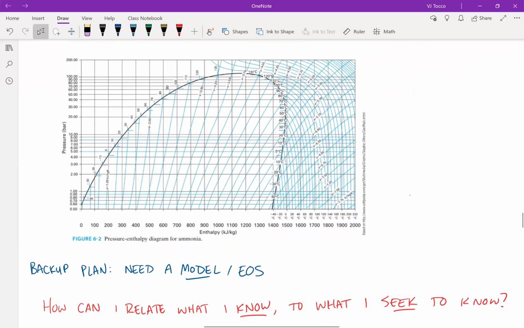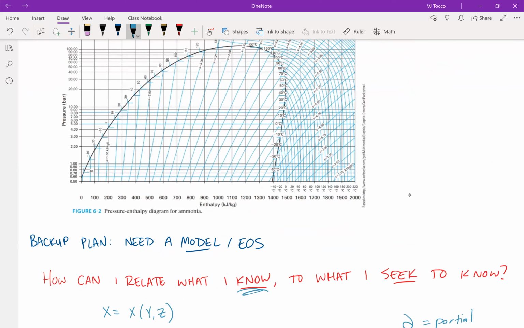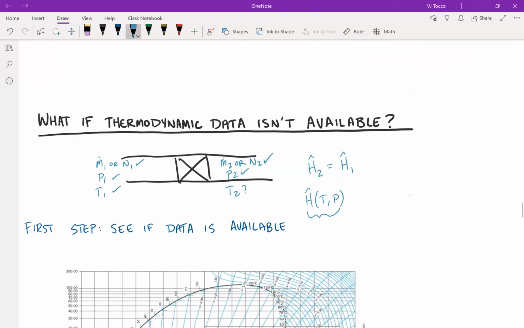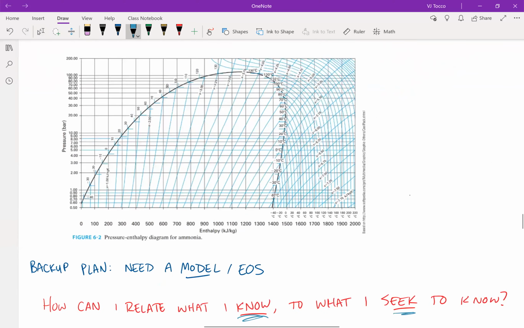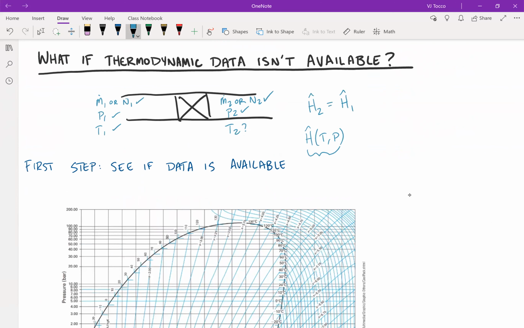Well, again, I want to relate what I know to what I seek to know. In this case, what I seek to know is dT. Sorry, my tablet is glitching a little bit. I seek to know what dT is because I want to figure out what T2 is, so I want to go from T1 to T2. What do I know? Well, I know dP, the change in pressure. I know what P1 and P2 are, so therefore I know what the change in P is.